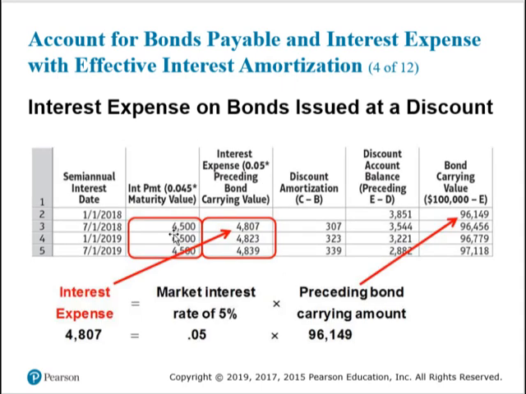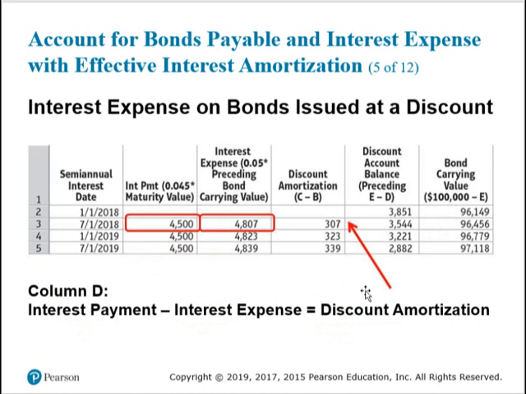The expense is calculated by taking the bond carrying value, the last column, and multiplying that by the market rate of interest, the 5%. The first expense amount is calculated as $96,149 times 0.05 for a total of $4,807. The amount of the discount being amortized is the difference between the payment of $4,500 and the expense, or $307.